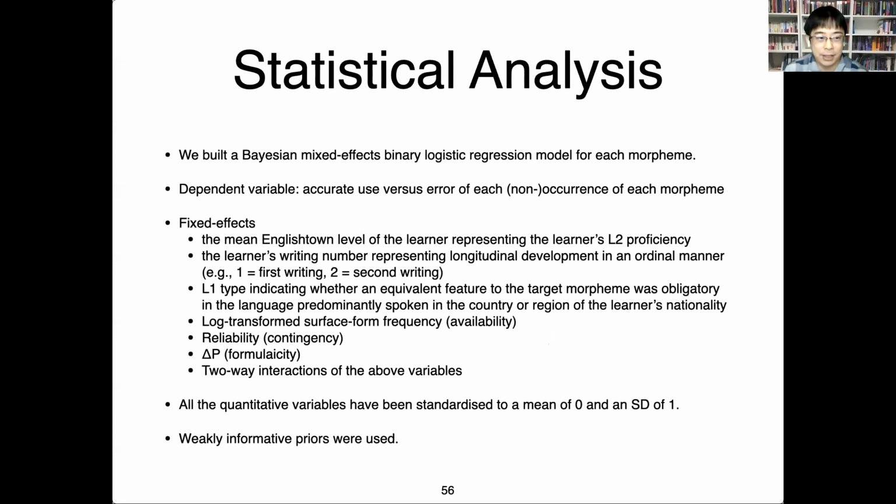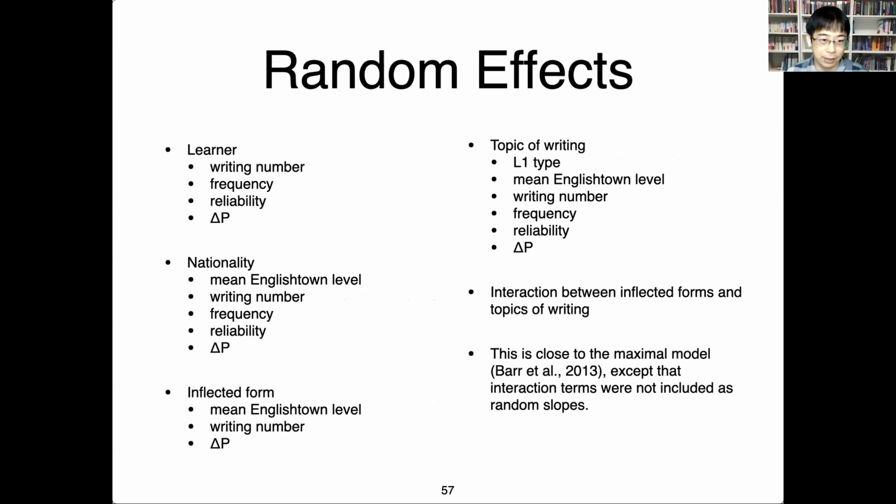So we built a regression model predicting the morpheme accuracy as a function of a number of variables, including those three distributional factors: frequency, reliability, and delta P, as well as the proficiency levels, the L1 type, and the number of writings, for the longitudinal development of the learners. Here's the random effect structure. This is close to what's called the maximal model, except that interaction terms were not included as random slopes.